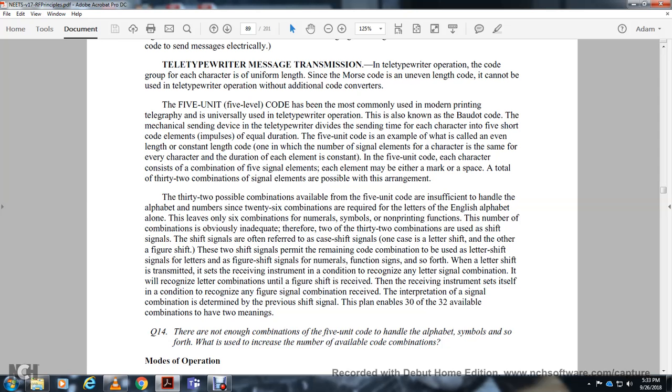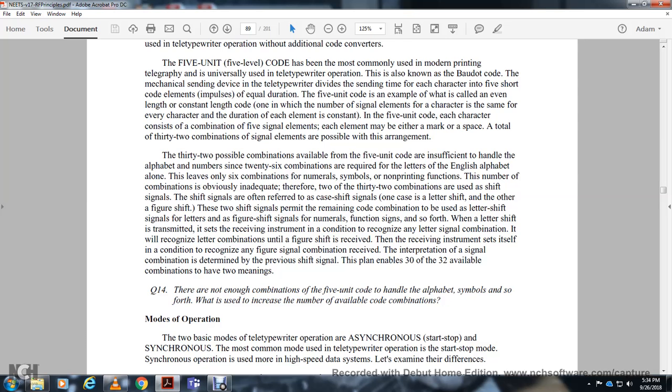When a letter shift is transmitted, the receiving instrument is set to the condition to recognize any letter combination received. When a figure shift is received, the receiving instrument sets itself to recognize any figure signal combination received. The interpretation of a signal combination is determined by the previous shift signal. This plan enables 30 of the 32 available combinations to have two meanings.